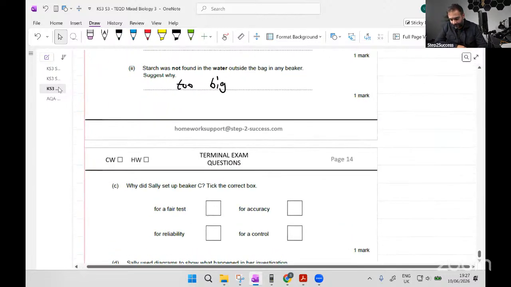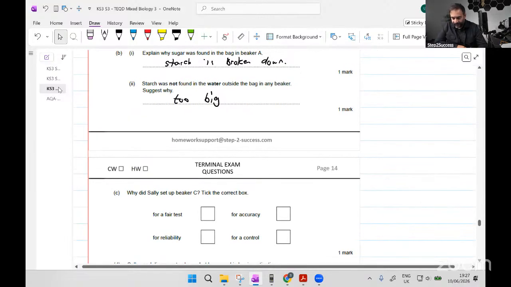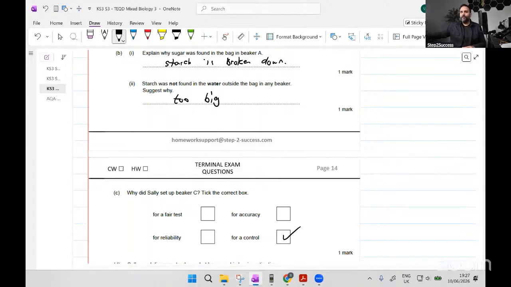Why did Sally set up beaker C? I think it's for a fair test. Oh no, for a control. So that's the correct answer. A control means something that you compare to, basically. So you always do one that's nothing. So you just compare to it.